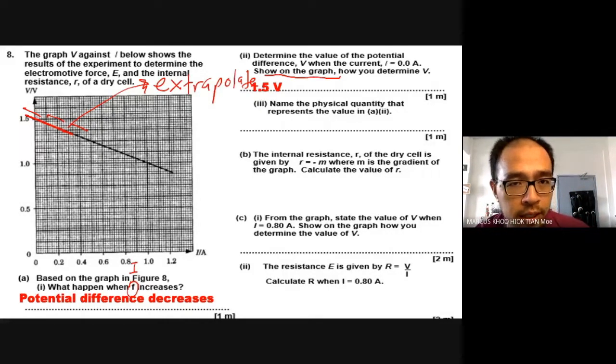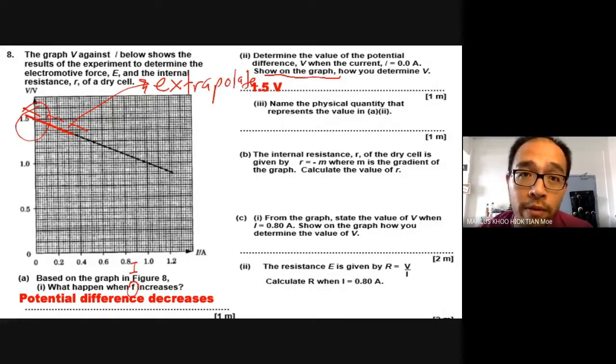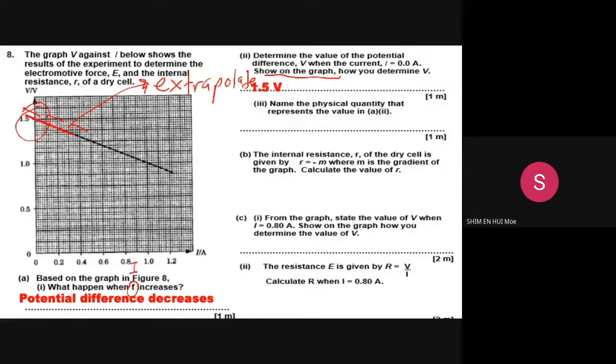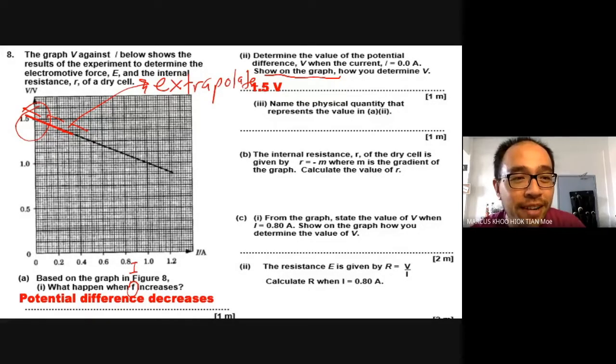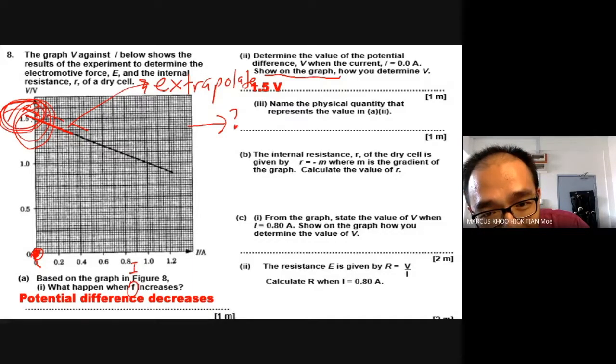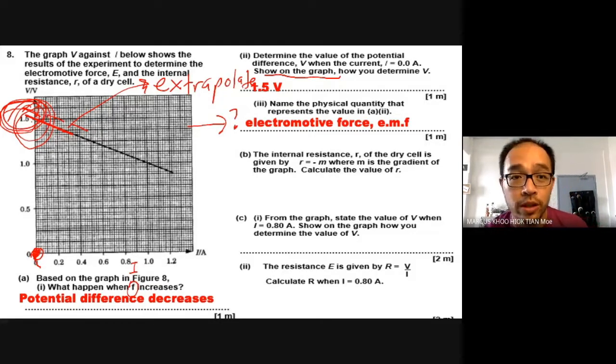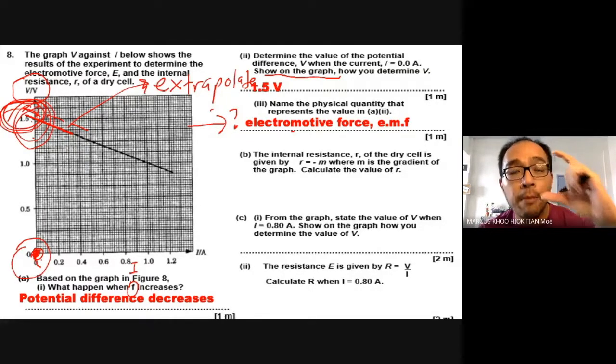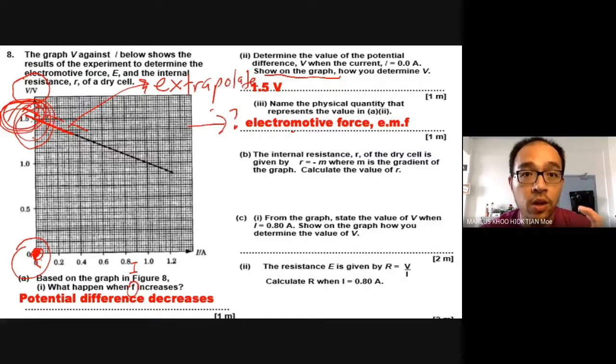All right, name the physical quantity that is represented by this. This 1.5 volts represents what value? Next person. Current. Nope. Voltage when there is no current is called what? EMF, electromotive force. Be very careful. This is a very commonly asked trap question because people will see, oh, this is voltage, therefore it is voltage. No, guys, voltage or potential difference when there is no current is called electromotive force. Because when there is no current flow, the voltage that you read is the amount of energy inside the dry cell, inside the battery. It's called EMF.